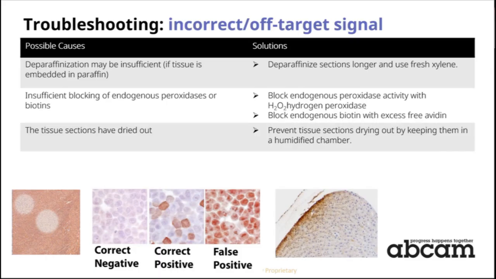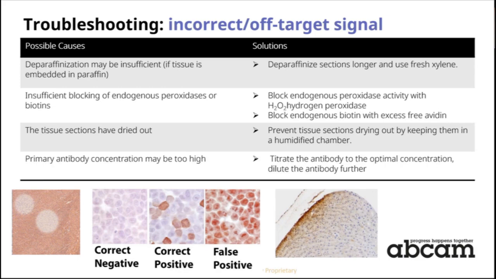And also, if there is high unspecific staining on the edges, such as in this sample here, then this could be due to the tissue sections drying out during the staining process. So to avoid this, a humidified chamber can be used. And last but not least, sometimes incorrect staining can also be due to too high a concentration of primary antibodies being used. So to avoid this, we always recommend trying different dilutions of the antibodies in your initial staining to determine the optimal concentration to use.